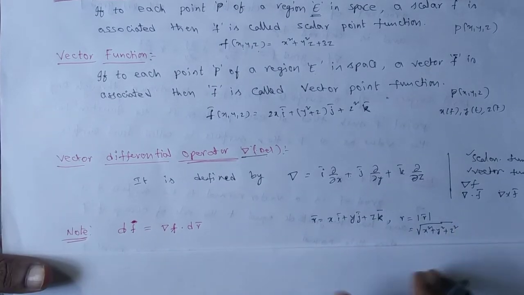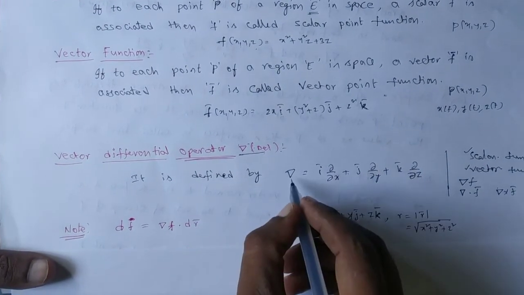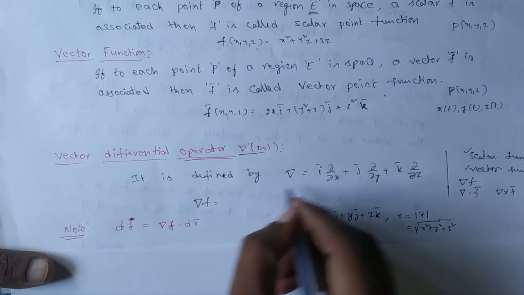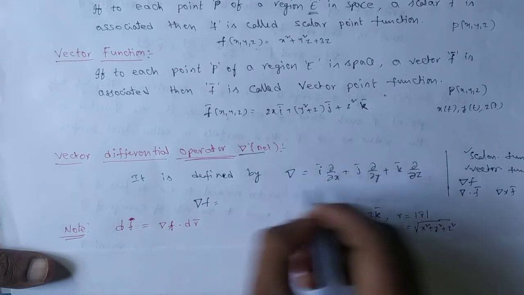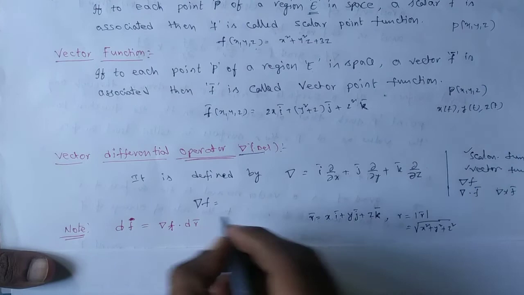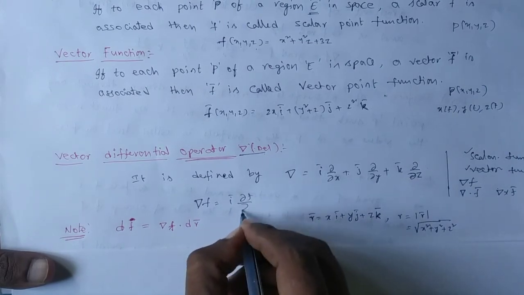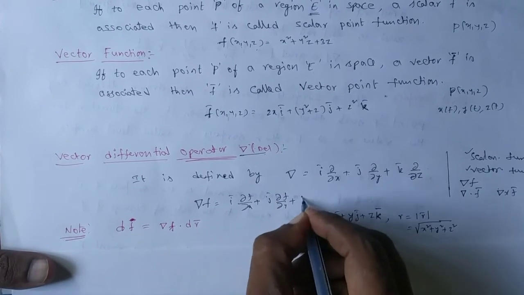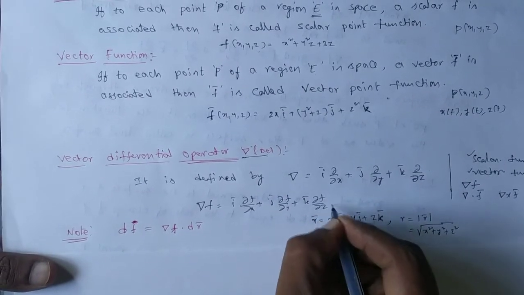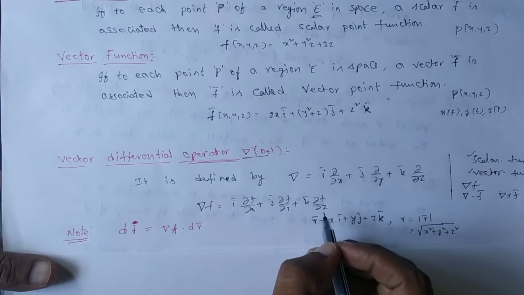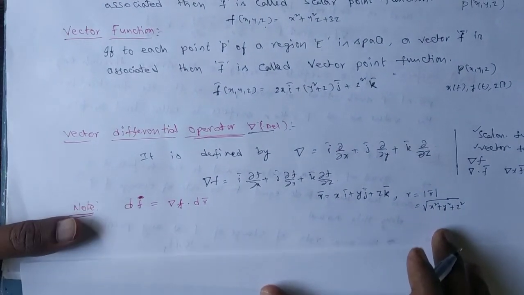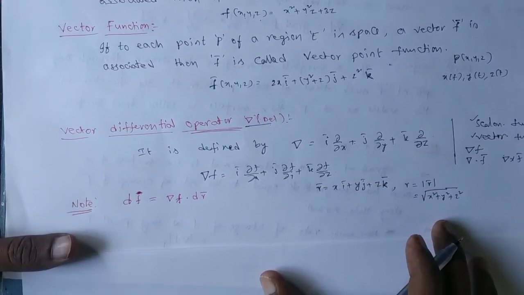Okay, now before proving this one I can define what del f is. Suppose you are operating on some function, del f is nothing but del operated on f, that is i bar into dou f by dou x plus j bar into dou f by dou y plus k bar into dou f by dou z. Del is operated on f, you can have it like that. So now let us try to show df equal to del f dot dr bar.